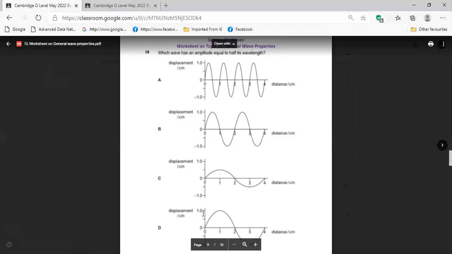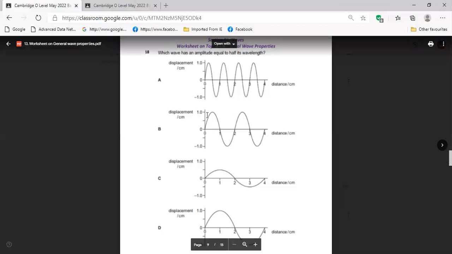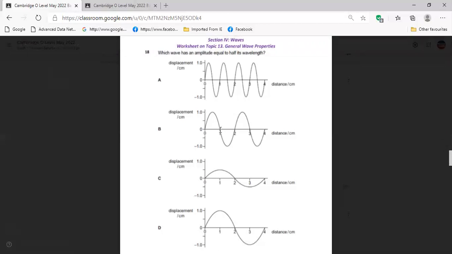It's 1, the amplitude is 1, the wavelength is 4. So half of the wavelength is 2. It's not matching either. 2 and 1. So it's B. Yes. How? Because the amplitude is 1 and half of the wavelength is also 1, right? Yes, sir. So the answer is B.